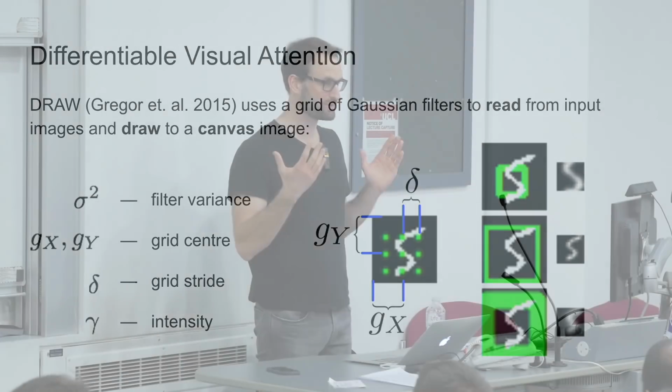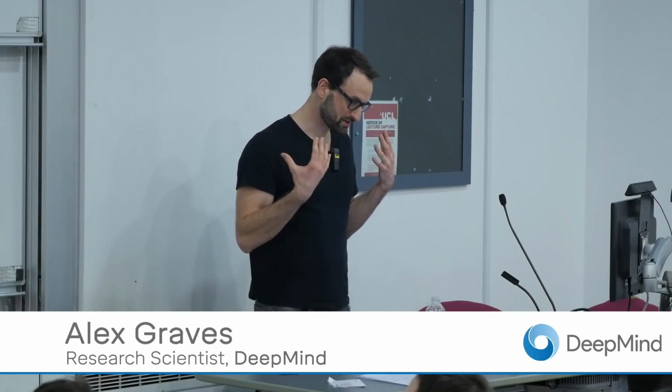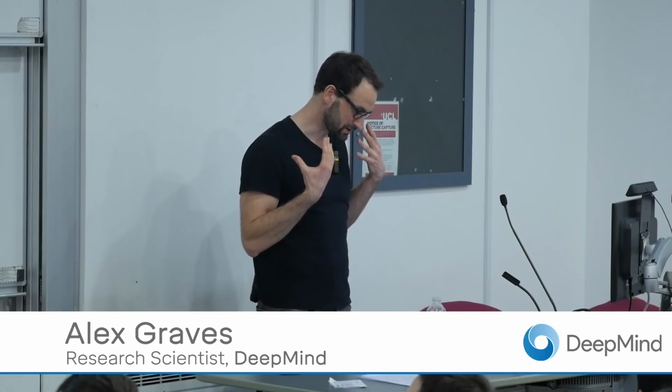there's a piece of paper that you're drawing to, and you have operations that correspond to more like visual manipulations of the data. More specifically, your attention mechanism here is parameterized as a bunch of Gaussian filters that you convolve the data with. They have the filter variance. They have a location for the center point of this grid of filters, and there's a grid stride and an intensity.